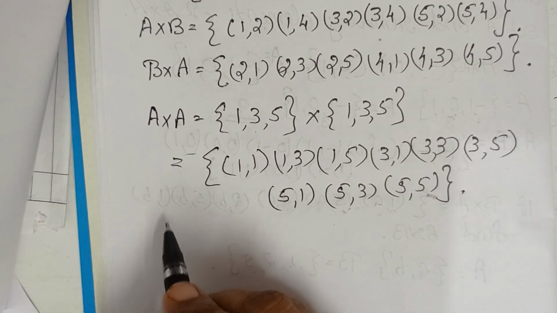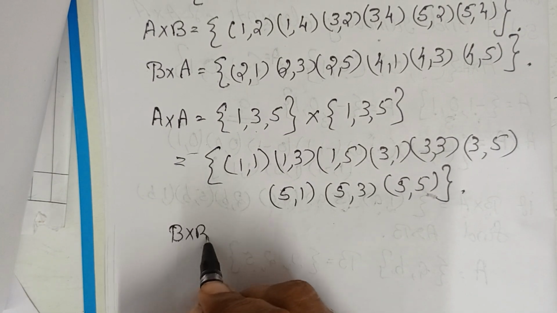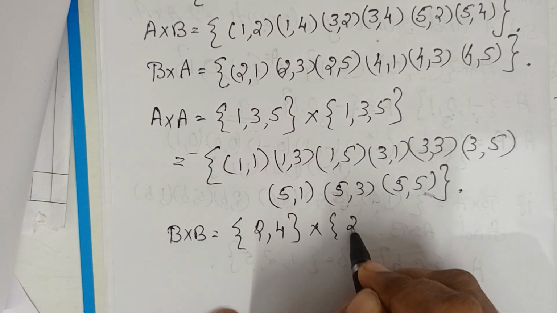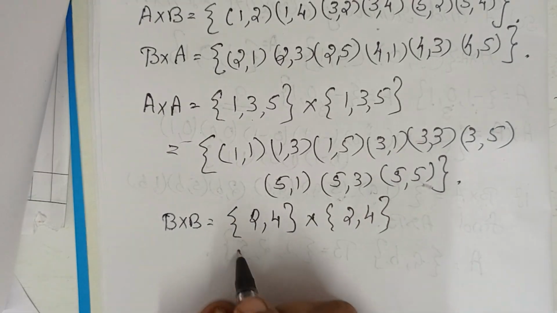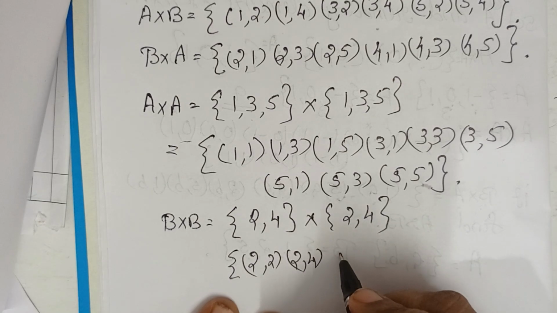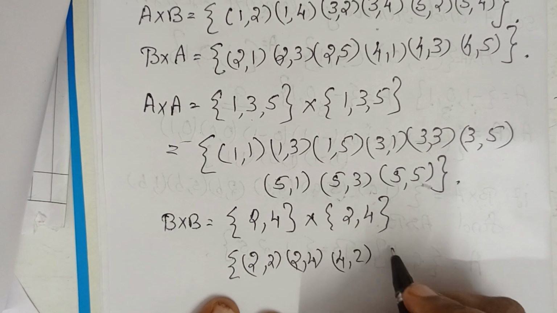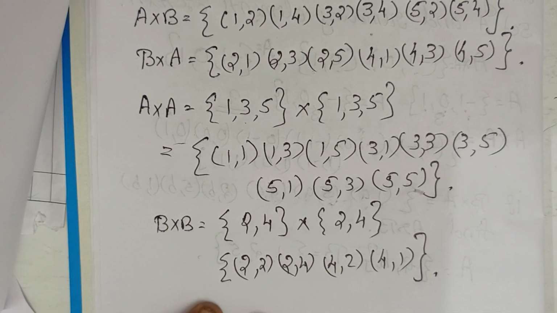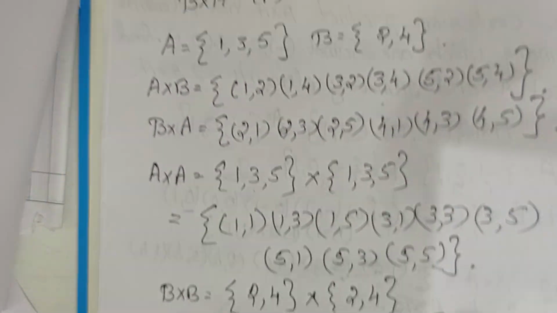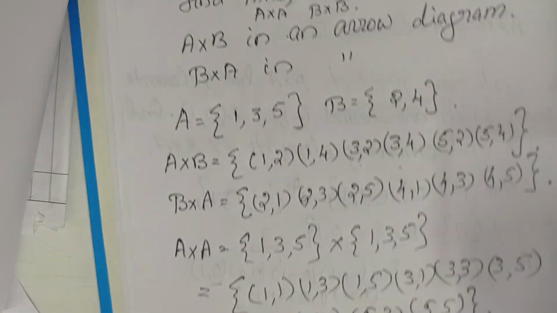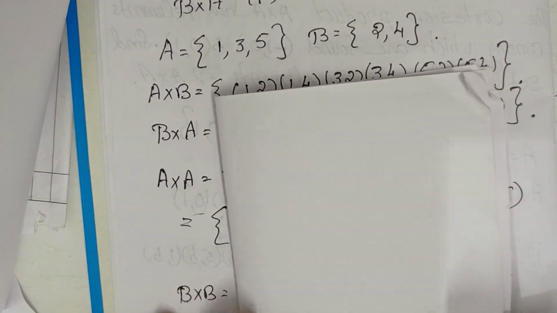Then the next one is one more question. B cross B. What is B cross B? B is only 2, 4 and the second B is also 2, 4. Yes. The set of all ordered pair 2, 2, 2, 4. 4, 2, 4, 4. Isn't it? Then one more part. One more part. Draw the arrow diagram. Draw the arrow diagram of A cross B.